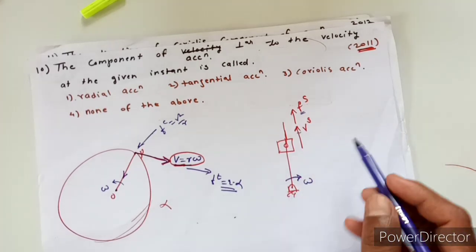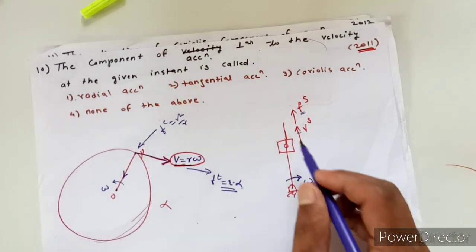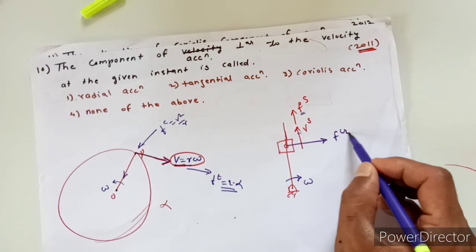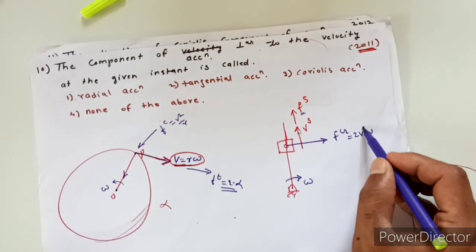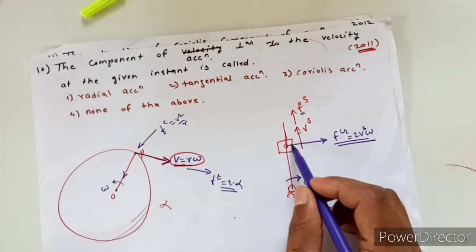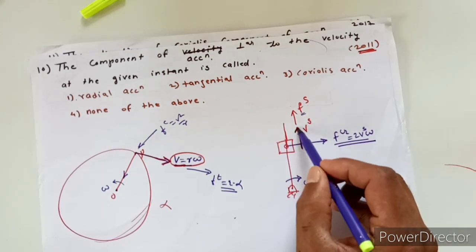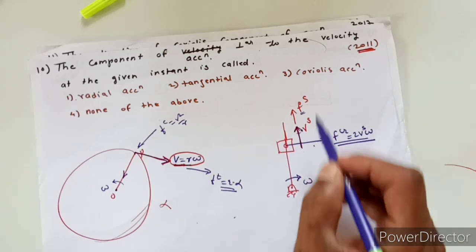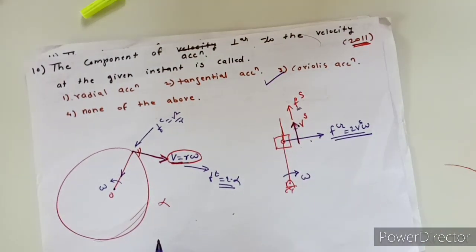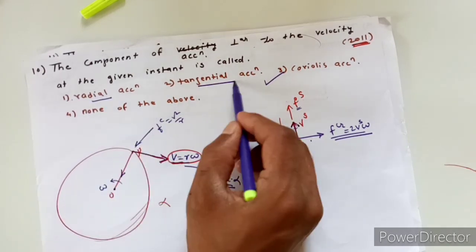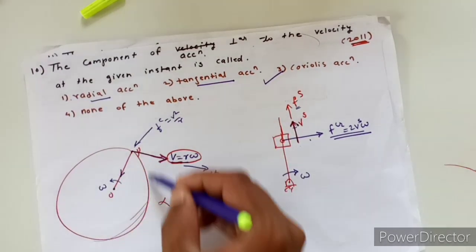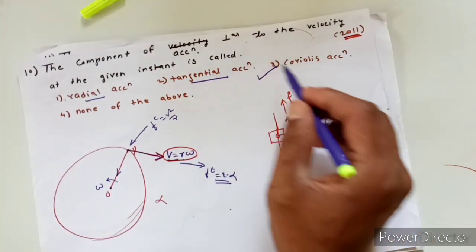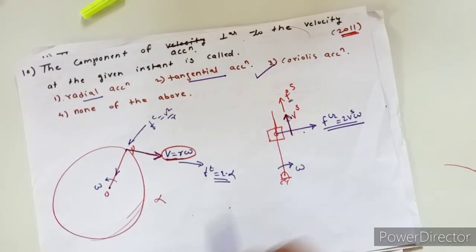So there will be a Coriolis component of acceleration, and we know that the Coriolis component of acceleration is always perpendicular to the velocity vector, which equals twice v into omega. So this component is perpendicular to the velocity at all the instances. So the correct answer is Coriolis component of acceleration, because radial acceleration and tangential accelerations are only for a particle executing circular motion. So the component perpendicular to the velocity is Coriolis component only.